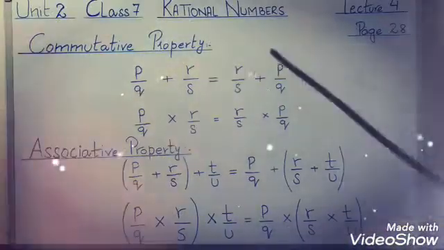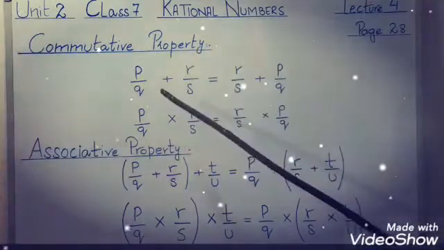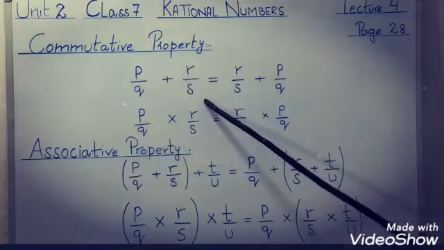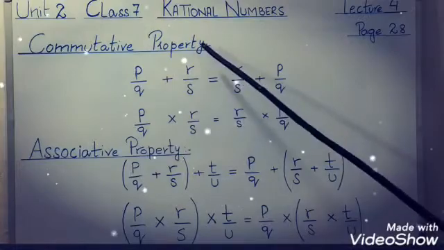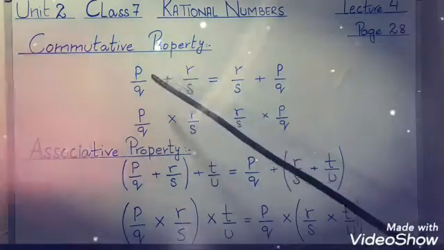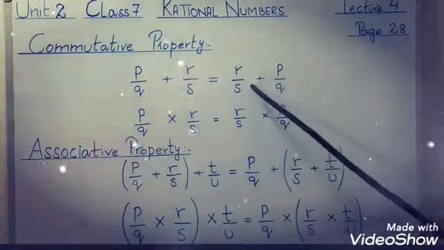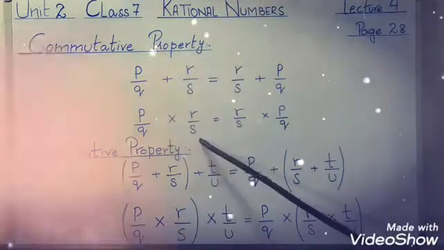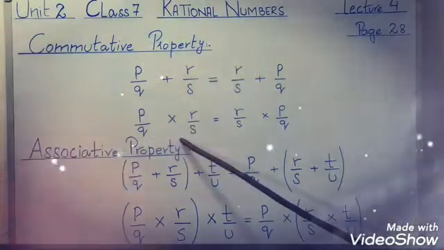It's lecture number 4, Commutative Property. Now consider that P by Q and R by S are any two rational numbers. According to the rules of commutative property of addition, we have P by Q plus R by S is equal to R by S plus P by Q. Right? Now, commutative property of rational numbers with respect to multiplication.